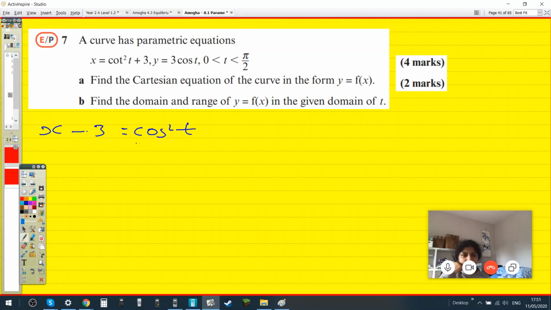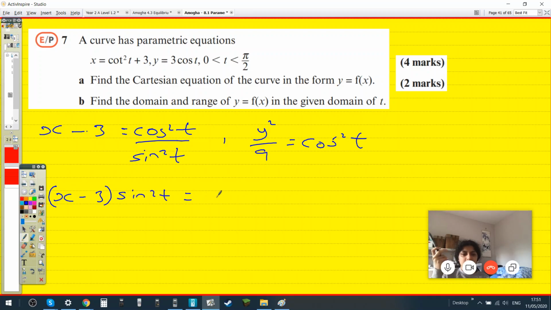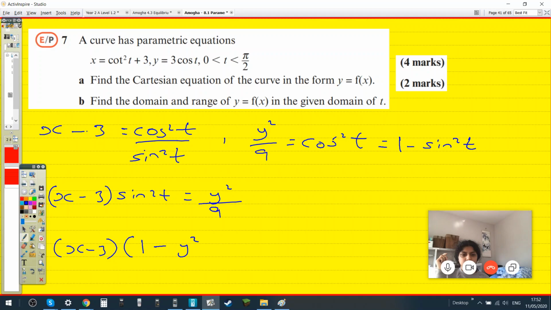So x equals cos squared t over sine squared t. And then you can just square the second one, so you have y squared over 9 is equal to cos squared t. And then you can just substitute y squared over 9. So I'm just going to write x minus 3 times sine squared t is equal to y squared over 9. And that sine squared t, you can write as 1 minus y squared over 9, and that is the same as, cos squared is 1 minus sine squared t. So if you put that there, that's going to be the same as x minus 3 times 1 minus y squared over 9 equals y squared over 9.